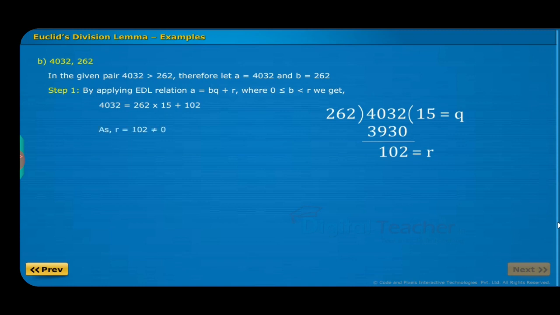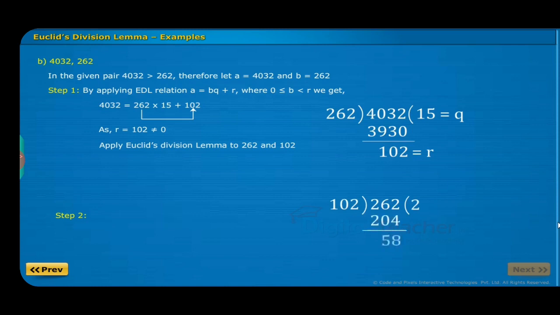As r equal to 102, which is not equal to 0, now apply Euclid's division lemma to 262 and 102. Step 2. 262 is equal to 102 into 2 plus 58. As r is equal to 58, which is not equal to 0, apply Euclid's division lemma to 102 and 58.